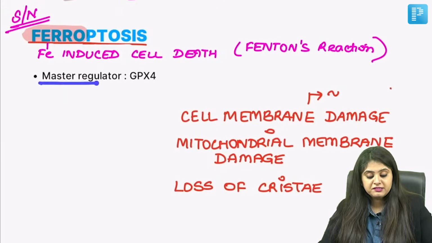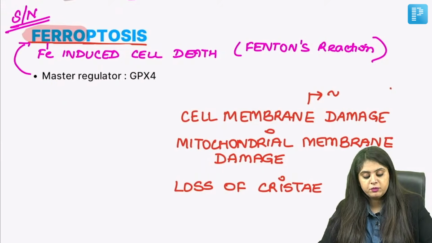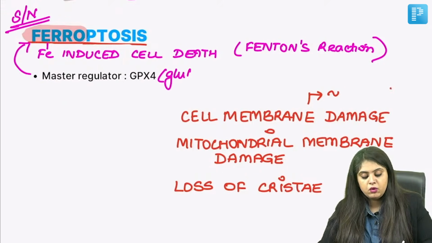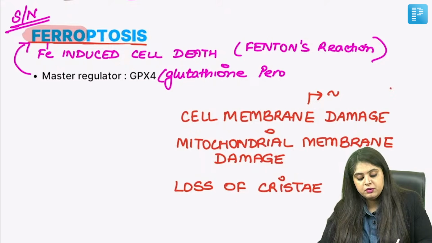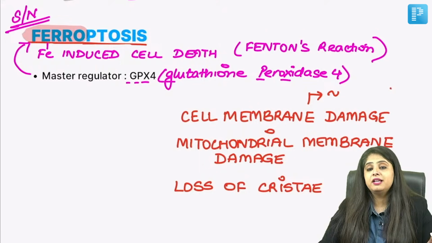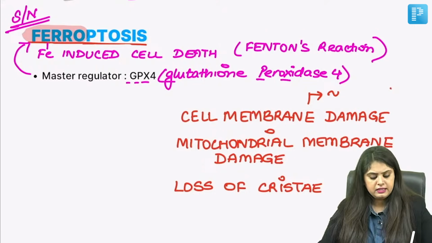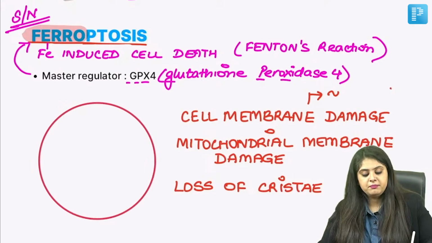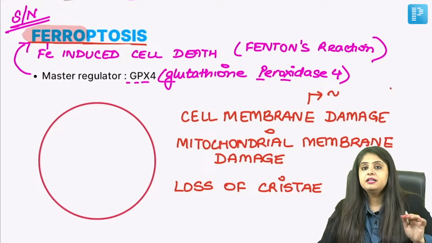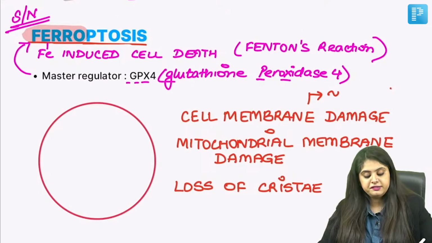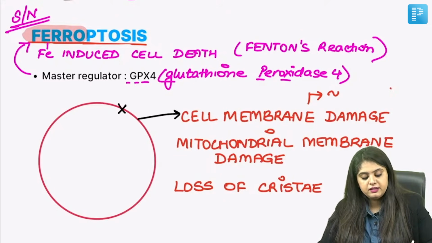And the master regulator who causes this ferroptosis is an enzyme called glutathione peroxidase 4. The enzyme glutathione peroxidase 4 is going to cause this entire iron-related cell death. What happens? If I draw this as a cell, ma'am, number one, iron comes and what does it do? When iron comes and causes cell death, it causes cell membrane damage. The cell membrane will be gone.